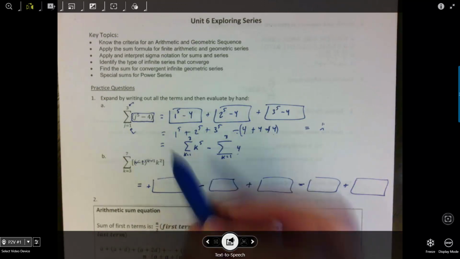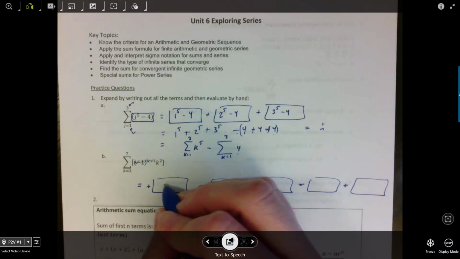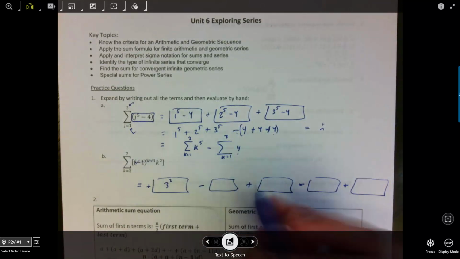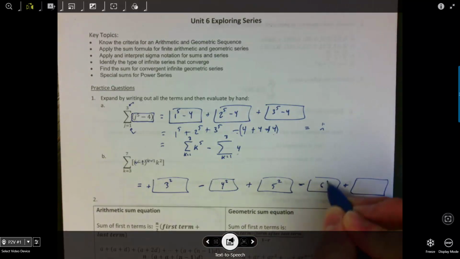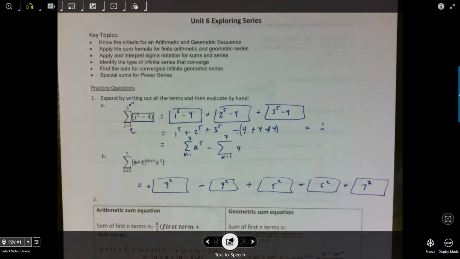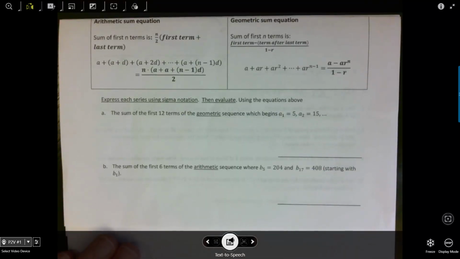So now all I have to do is think about the rest of it. Just think about k squared. So that's going to give me 3 squared. Well, here, let's not actually evaluate. Let's just write it in. This will be 4 squared, and this will be 5 squared, 6 squared, 7 squared. Nice. All right, so here we've got what's happening.